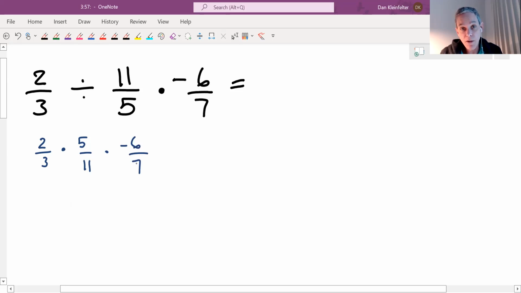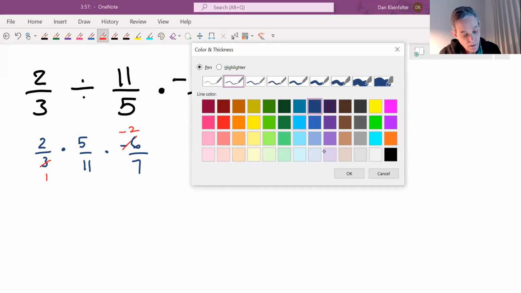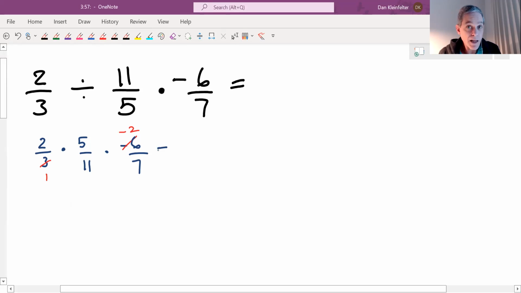Okay, so at this point, it's just a multiplication problem. So let's check and see if there's any simplification that can be had. I see the 3 and the negative 6 are both divisible by 3. And it looks like that's everything. So let's multiply across. 2 times 5 is 10, times negative 2 is negative 20. And then down below, 1 times 11 is 11, times 7 is 77. So we'll have negative 20 over 77.